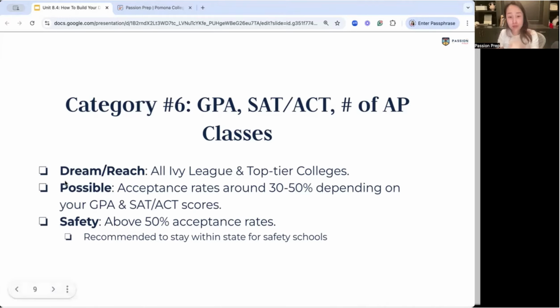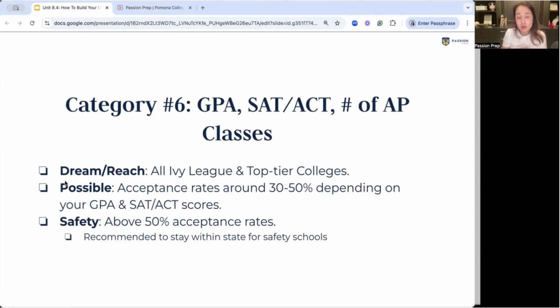First one is Dream and Reach, which is all Ivy League and top tier colleges. So even if you have straight A's, Ivy League is a dream and reach for you just because we're working with 3%, 4% acceptance rates. And possible is acceptance rates around 30 to 50% depending on your GPA and SAT scores. So let's say you have straight A's, then schools that have 30 to 50% acceptance rate will be your possible schools. But if you have B's and C's, the possible schools will probably be your reach schools. Okay, so think of it that way. And then safety is any school with above 50% acceptance rates.